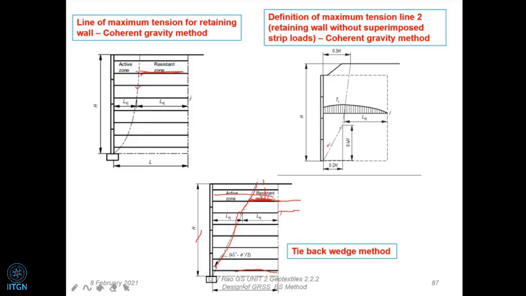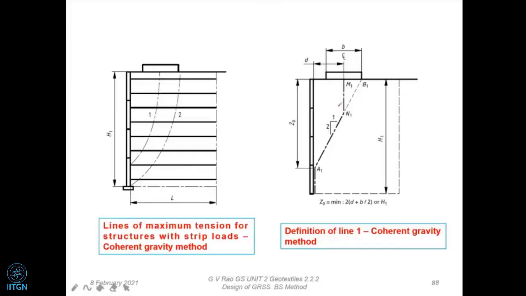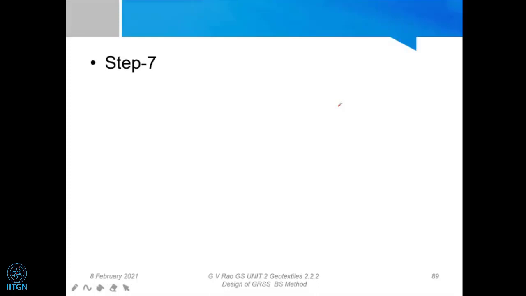So only from here to here it is inclined, like in the classical case, and beyond it is going to be different. So we find that these are the two fundamental differences between the tie-back wedge method and the coherent gravity method. And the coherent gravity method obviously applies very easily for metallic reinforcement and complex structures.